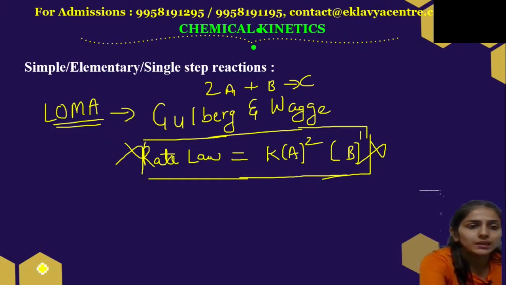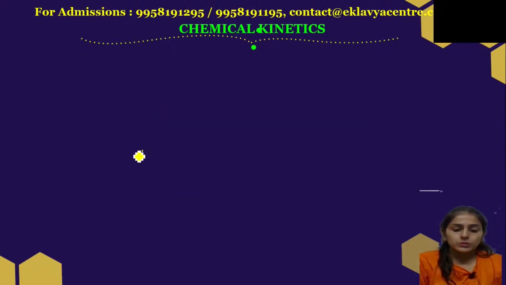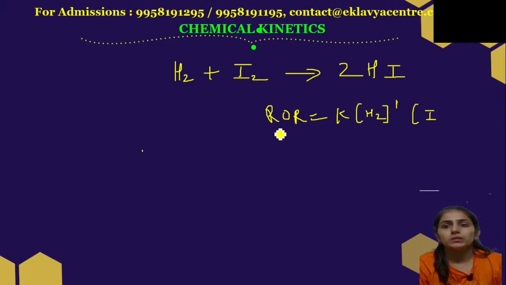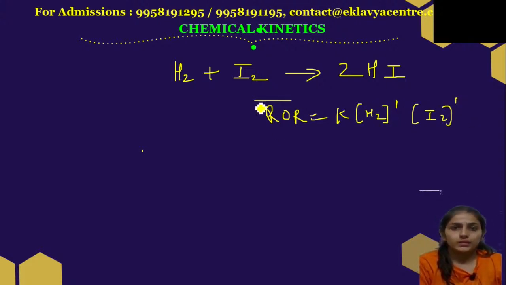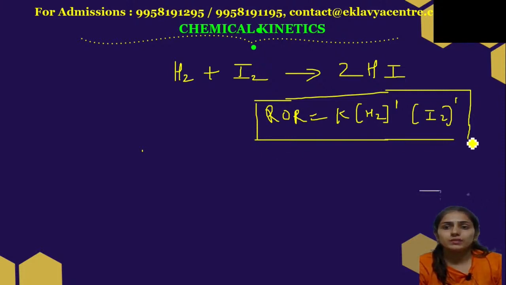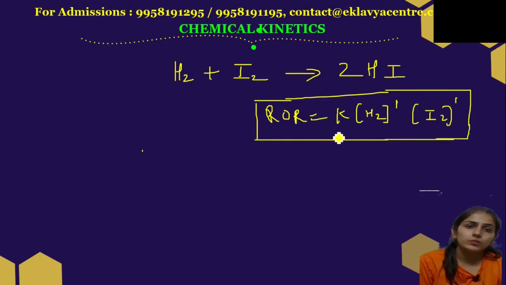Now I'll give you one example. We have studied this reaction, H2 plus I2 reacts to form 2HI. So now the rate of reaction is equal to k [H2] to the power 1 and [I2] to the power 1. In this case the law of mass action is valid, because here the concentration of reactants is raised to the power of the stoichiometric coefficients.